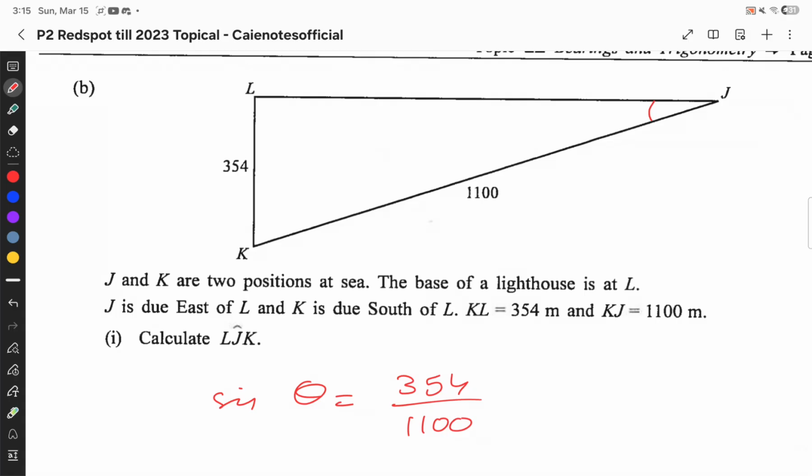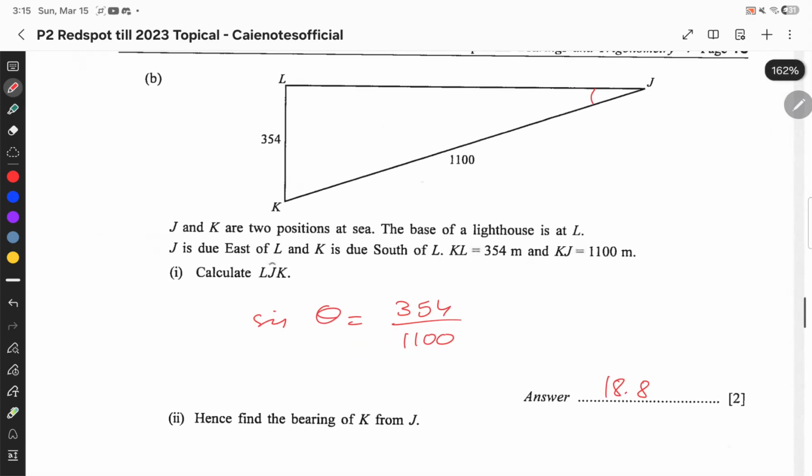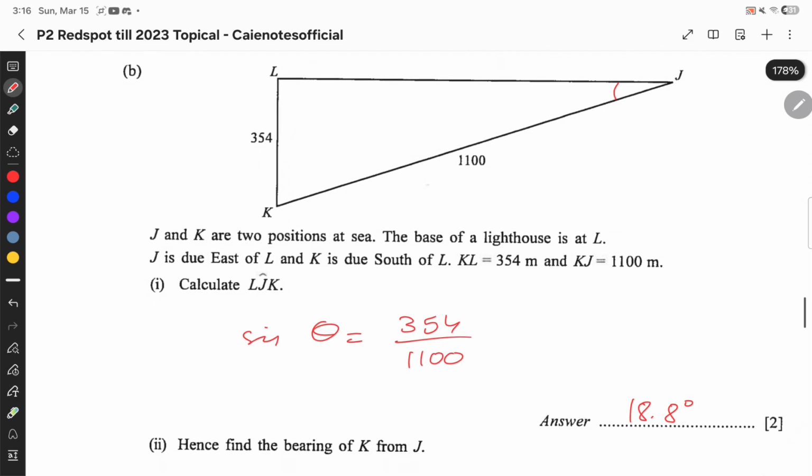So you do sine inverse of 354 over 1100, and we get 18.77, but we write it to 1 decimal place. When you are writing your answer in angle, you write to 1 decimal place, in degrees. If you are working during it, then you got to use 3 decimal places no matter what. That's what I recommend for everyone.